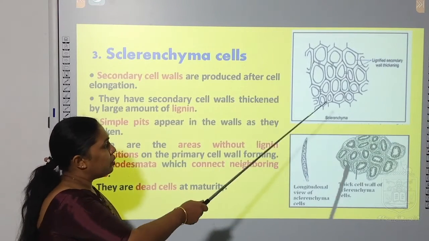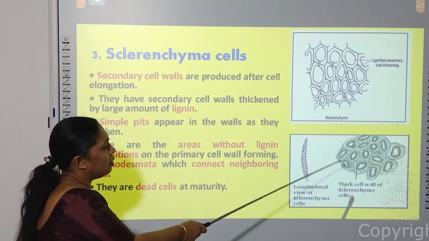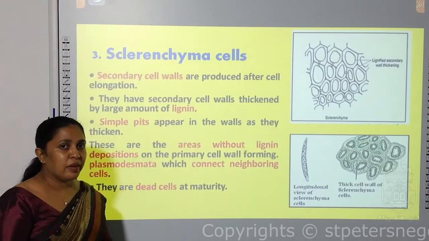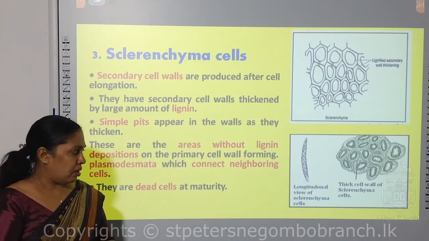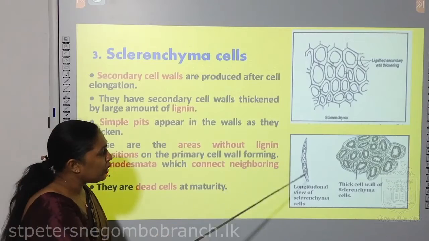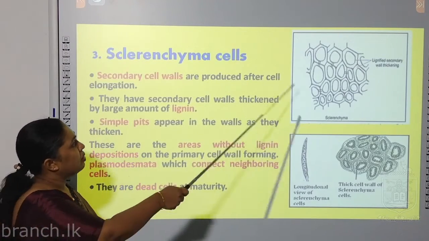So when we view through TS, you can see the shape, how the cell wall looks, but really the cell is an elongated cell in the longitudinal view or LS. This is how it looks, but when you cut a TS, it has this shape.